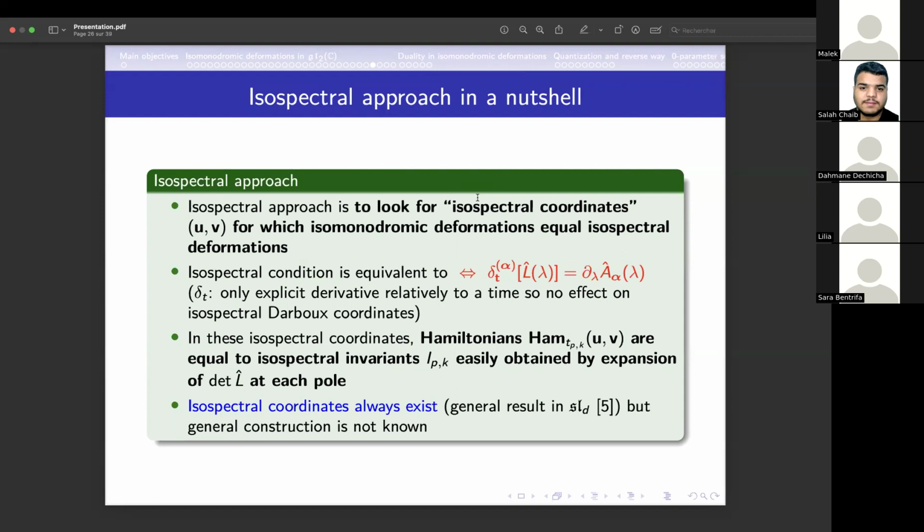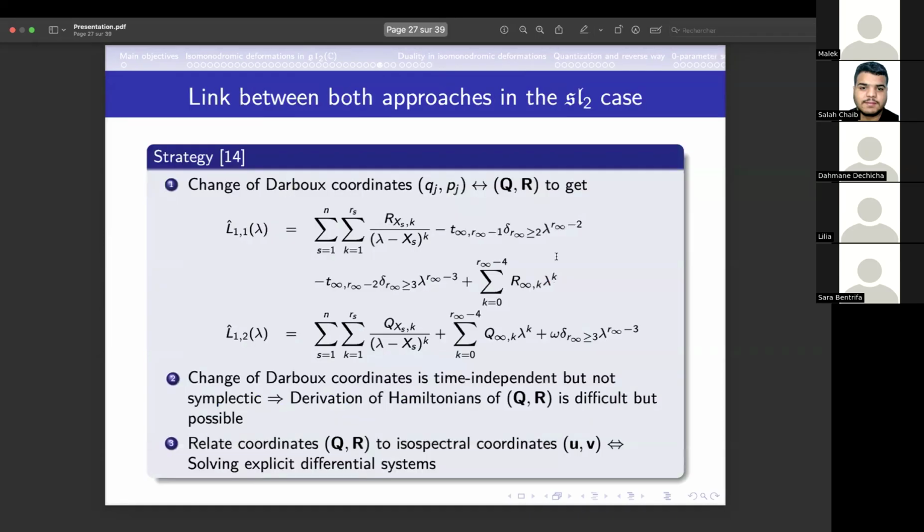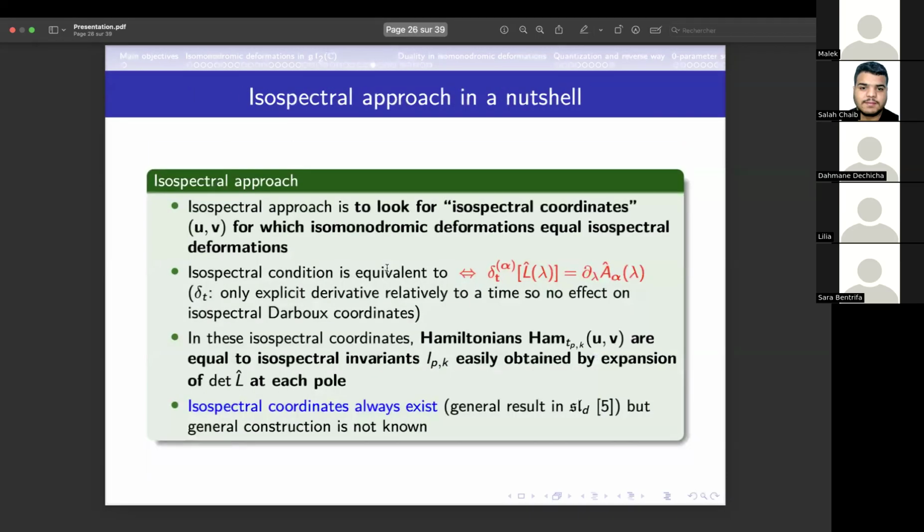And the story behind is that you consider this system in order to satisfy the isospectral condition, which is this condition in red. So you would like to build two matrices. One of them is L, the other one is the A matrix, which are the Lax pair, that actually satisfy this. And you want to build the structure considered behind. However, this is no easy task because although the isospectral coordinates U and V exist, this was proven recently in 2022.